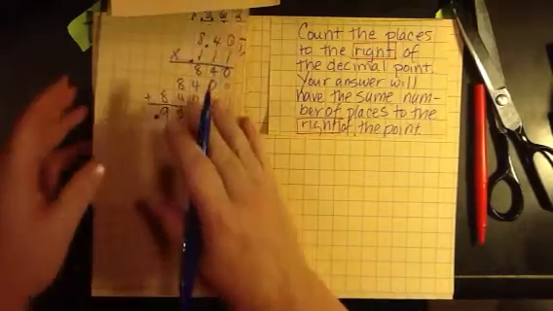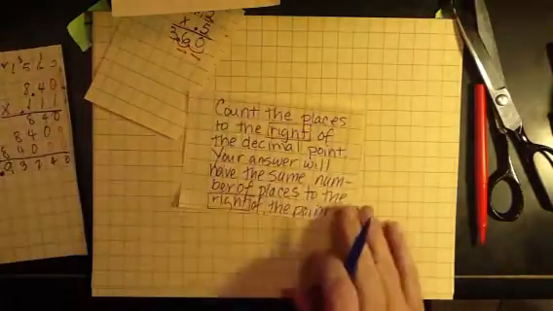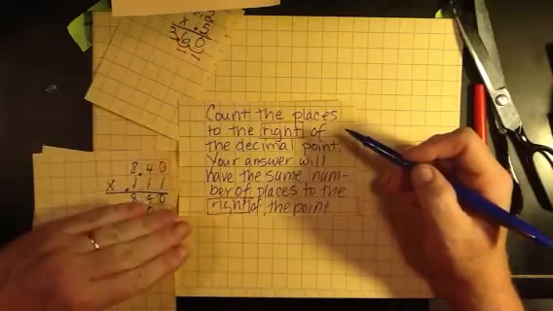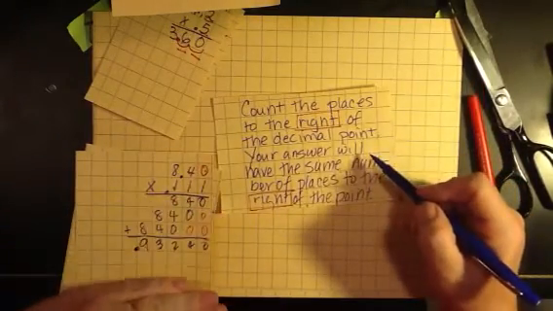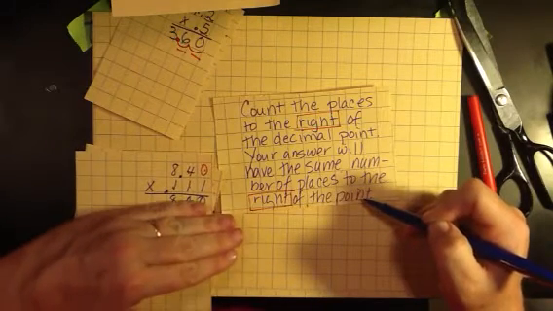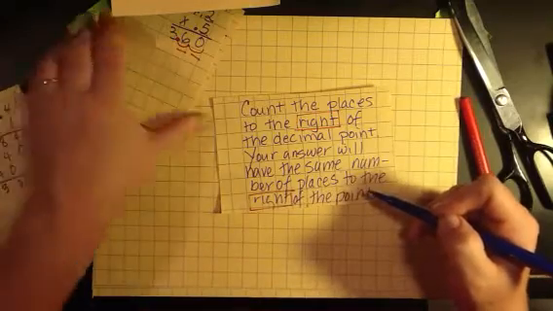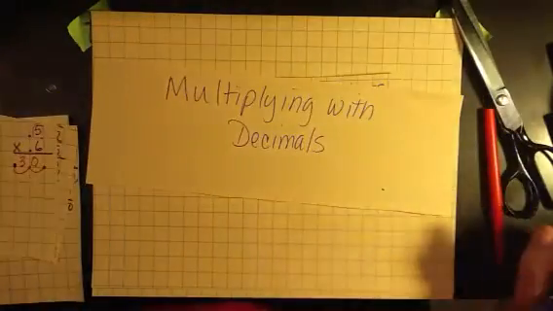And again, it's important that you count the number of places to the right of the decimal point in the problem part. Your answer will have the same number of places to the right of the decimal point. So upstairs and downstairs will match. And that's my quick video on multiplying with decimals.